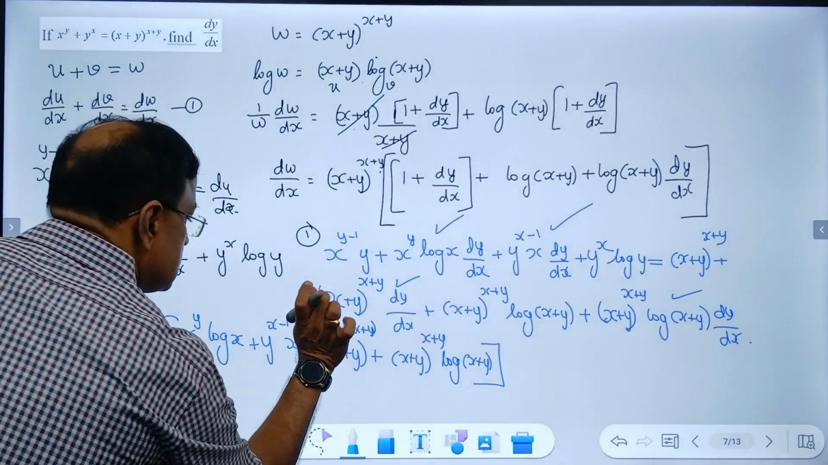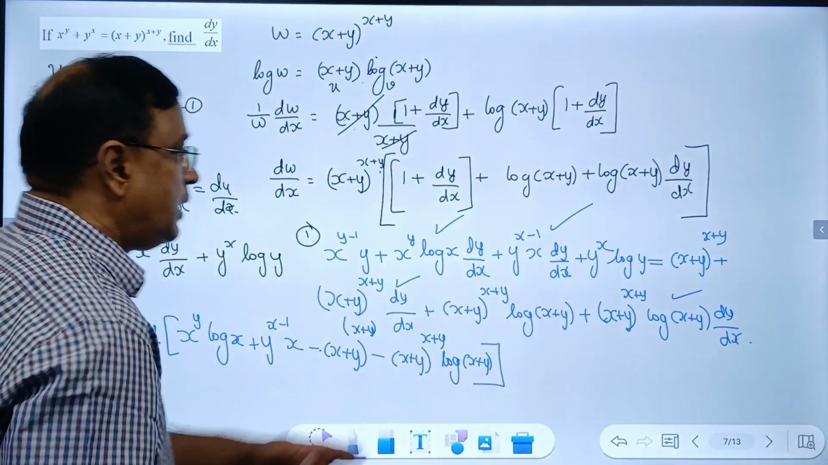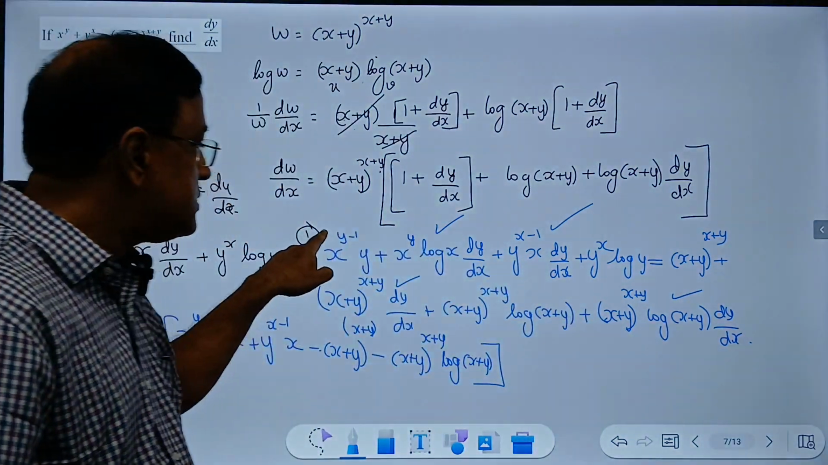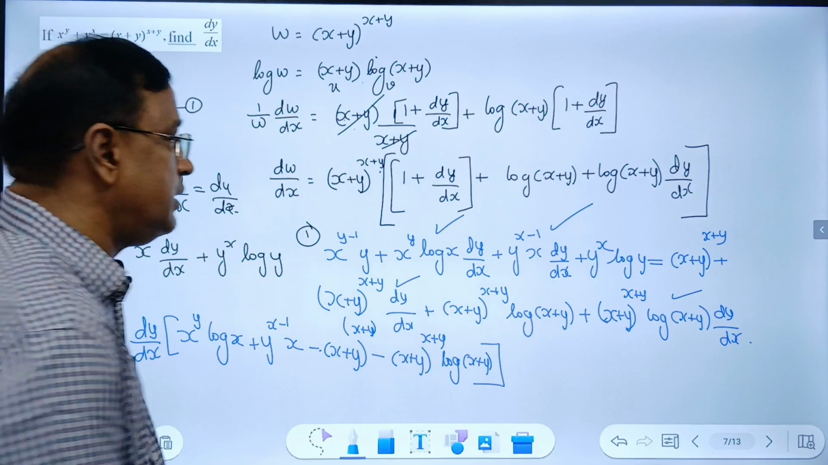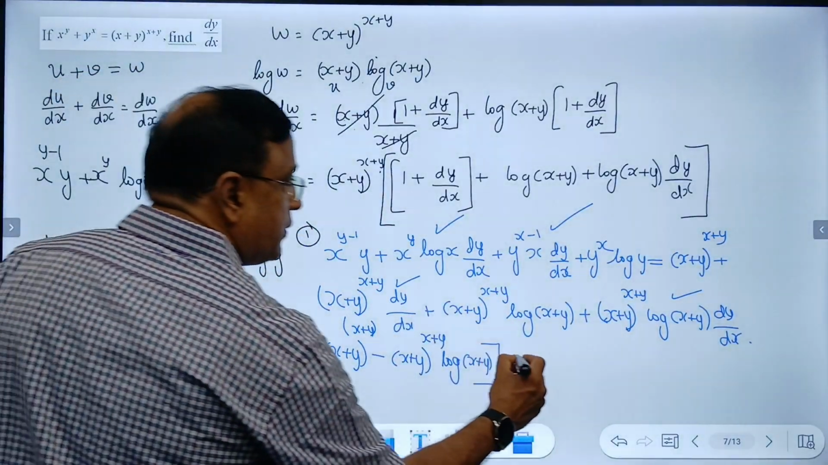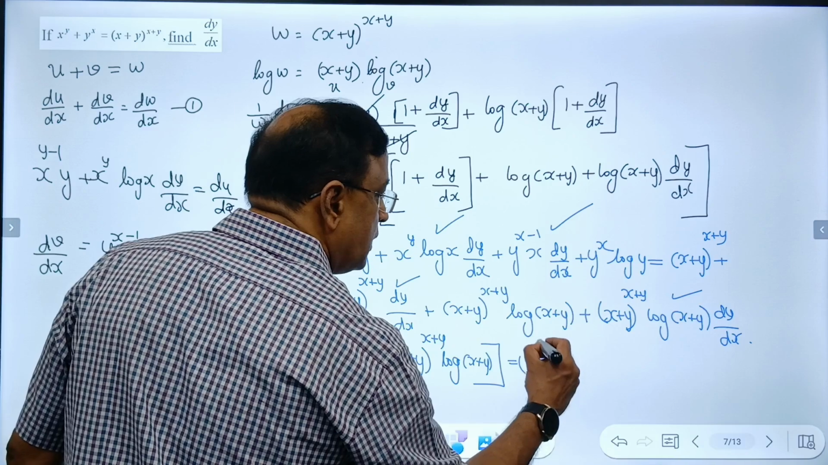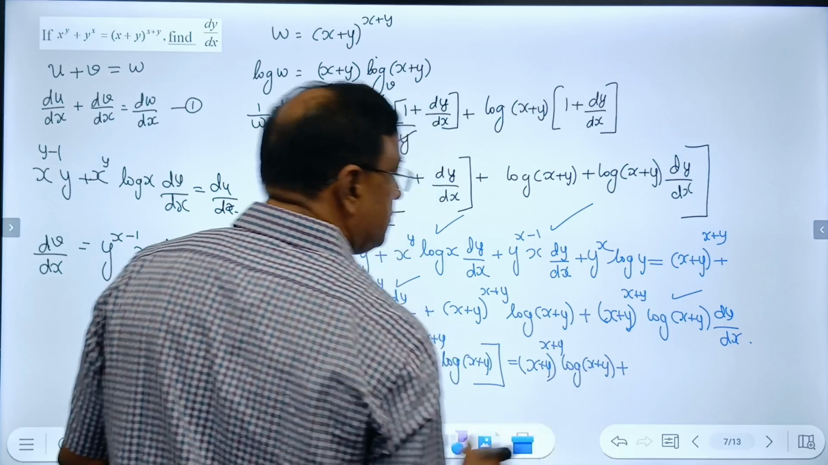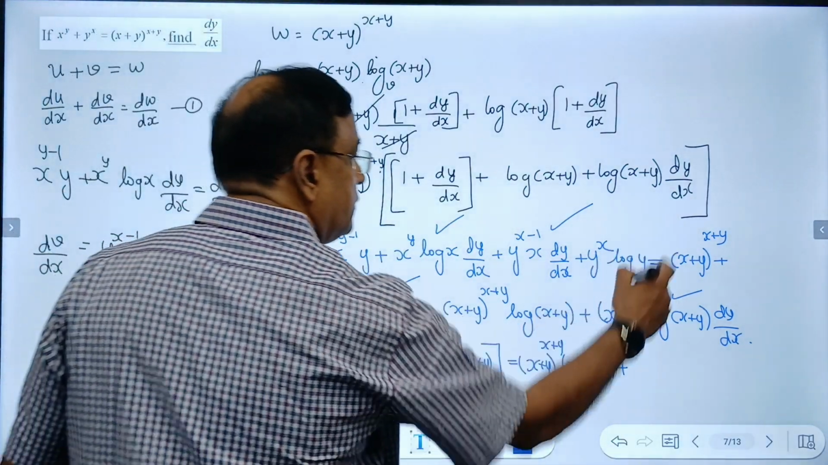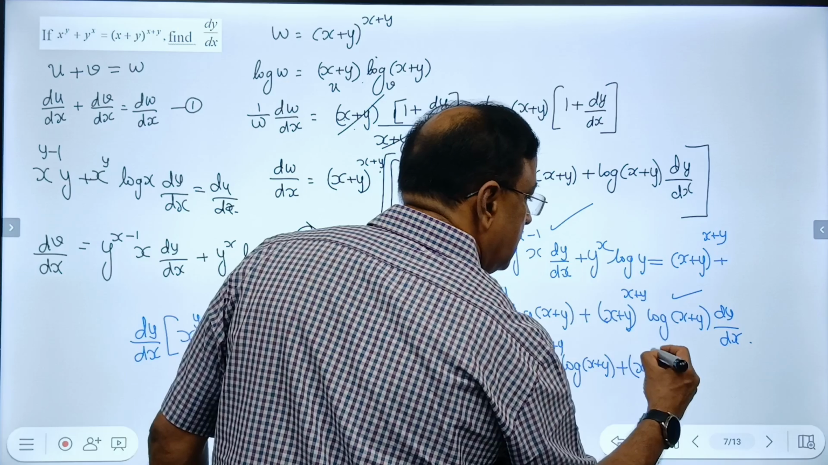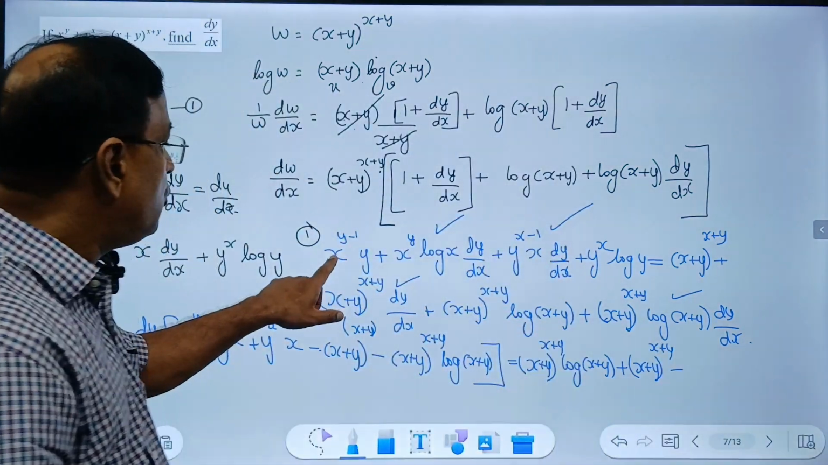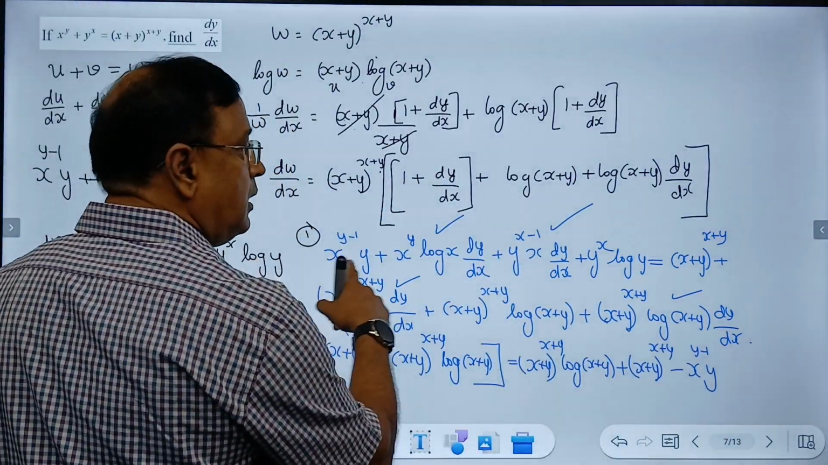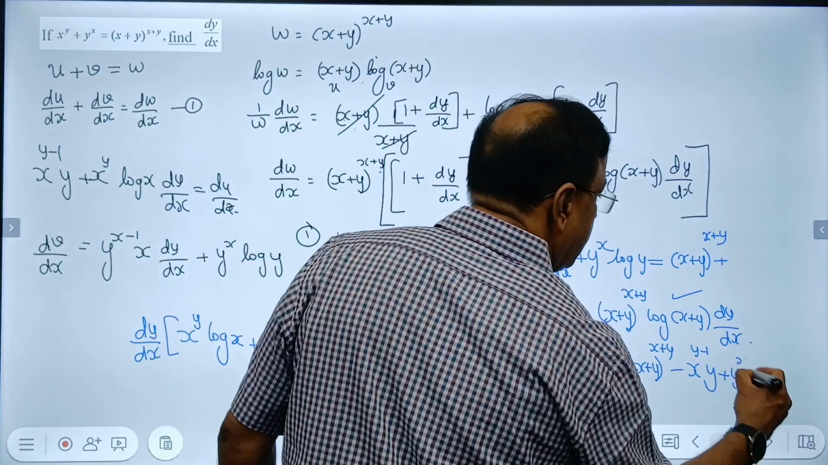In fact, it should have been minus y, because I'm taking these dy by dx to the other side, to the left side. Since this I'm taking to the other side, it becomes minus, this also minus, which I have incorporated here. Now write this x plus y power x plus y. It's too much to write. Log of x plus y plus, what's the other term, yeah, it is here, x plus y power x plus y minus, I'm going to take this term that side, x power y minus 1 y, correct, and then plus y power x log y.